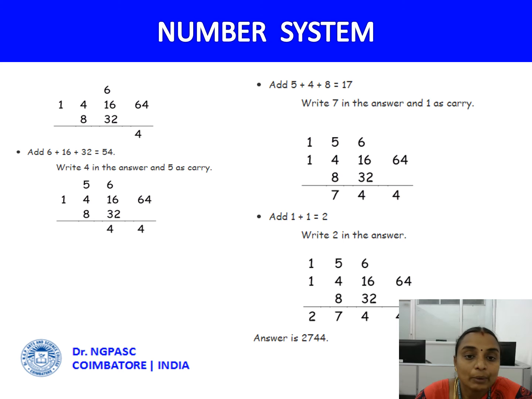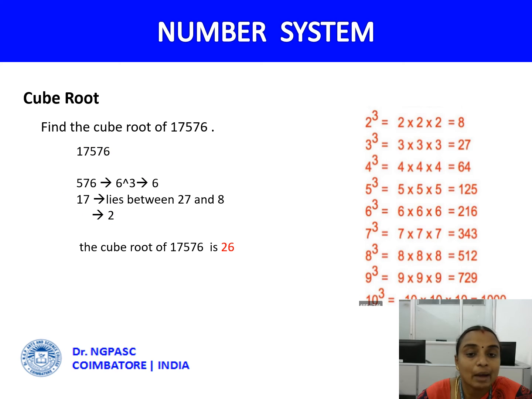Next you have to add, carrying over the tenth digit. You will get 4. Then add 6, 16, 32: you will get 4 as the unit place and 5 as the tenth place, which goes to the carry over. Then 5, 4, 8: if you add, you will get 17. So 7 is the unit place and 1 is the carry over. So the answer for this is 2744. This is how we find the cube.